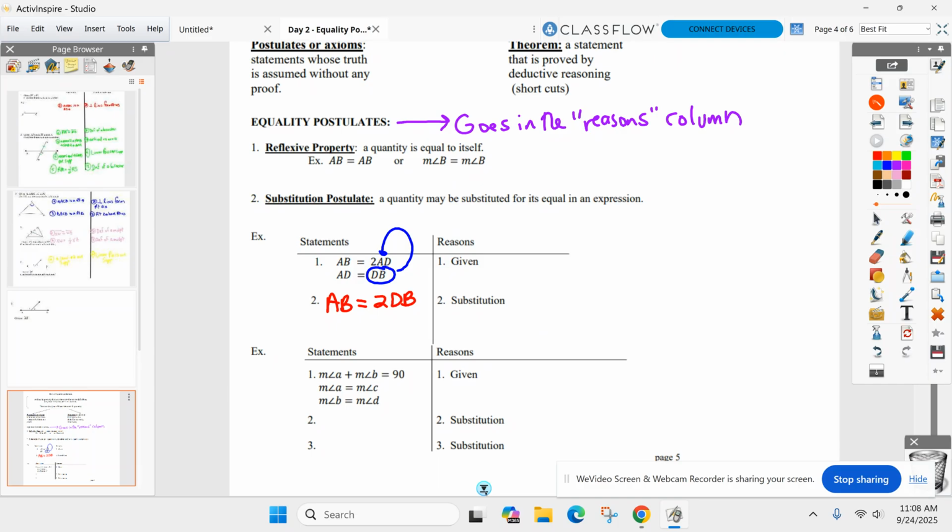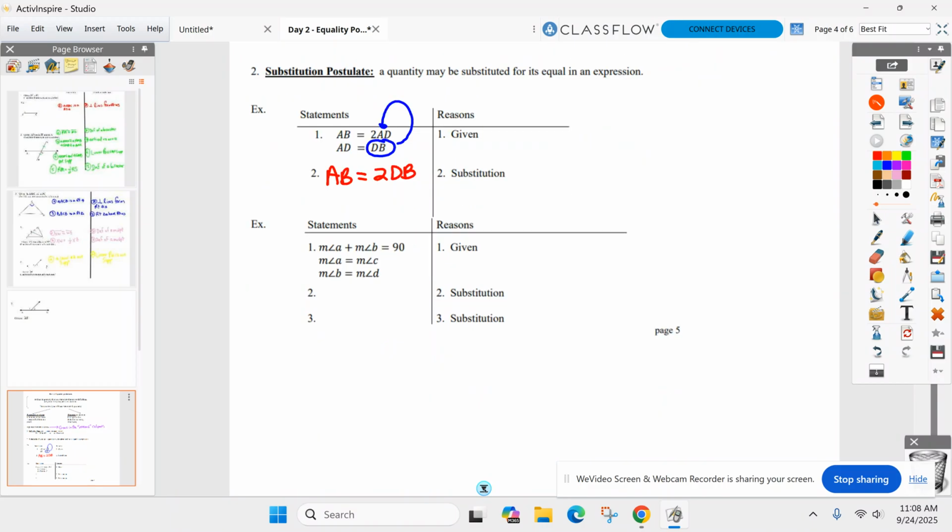What I'd like you to do right now on your own with other people around you, I'm going to give you 3 true statements. A plus B equals 90, A equals C, B equals D. Can you write me 2 true statements now using substitution? Can you substitute in an equal into another statement? I want 2 true statements right now using substitution. I know A plus B equals 90, but I bet there's a couple other angles added together equal 90.